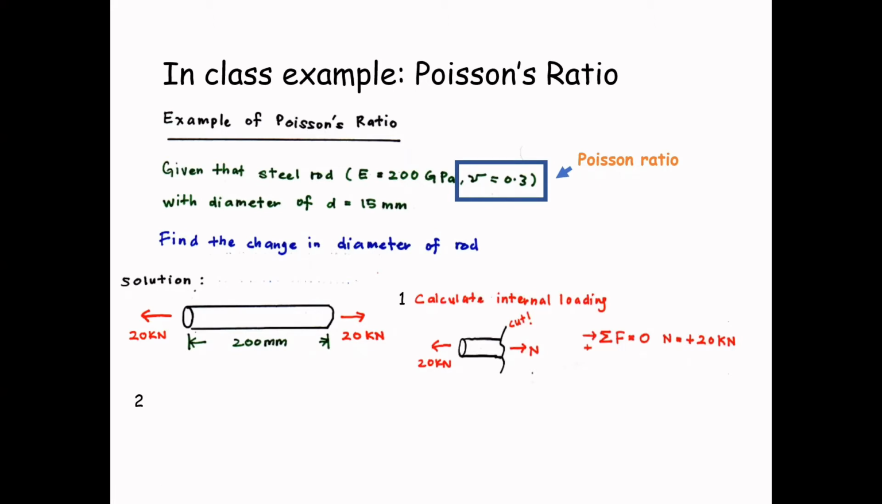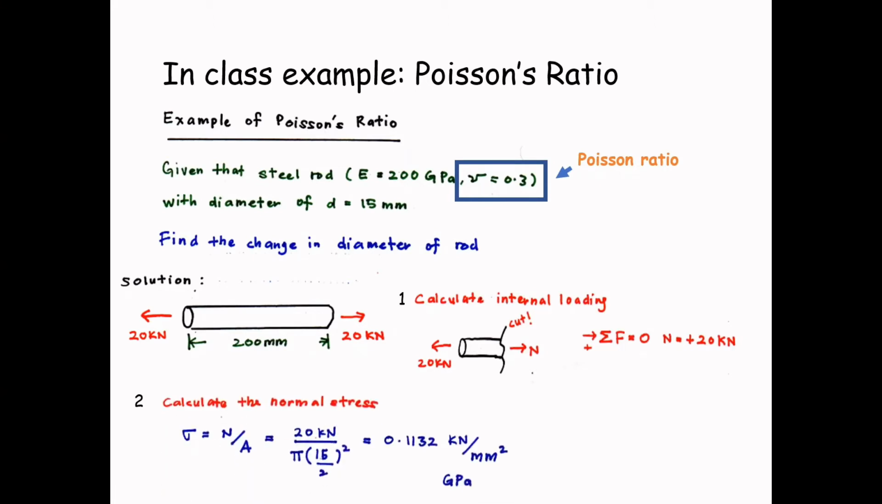Now we want to calculate the normal stress associated with this internal loading. Stress equals normal force divided by area. In this case, the normal force equals 20 kilonewton divided by the area, and we will get 0.1132 kilonewton per millimeter squared, or gigapascal.